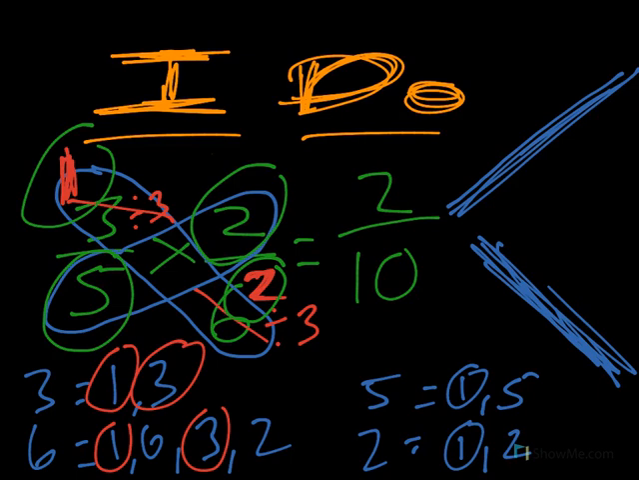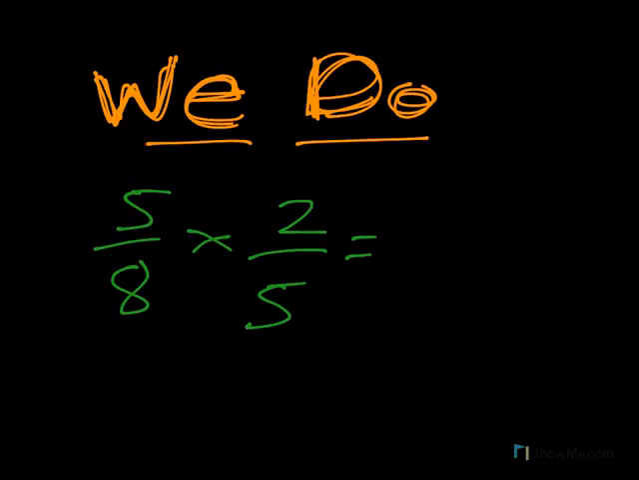What you'll see in these problems is that if you simplify before, you're dealing with smaller numbers, so it's a lot easier to simplify than to multiply. As we know, when we multiply, the number gets bigger, and it's harder to figure out what the greatest common factor is.